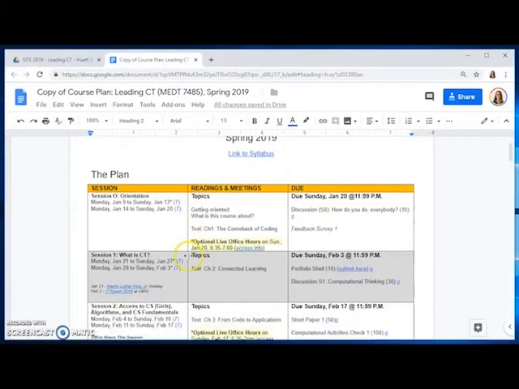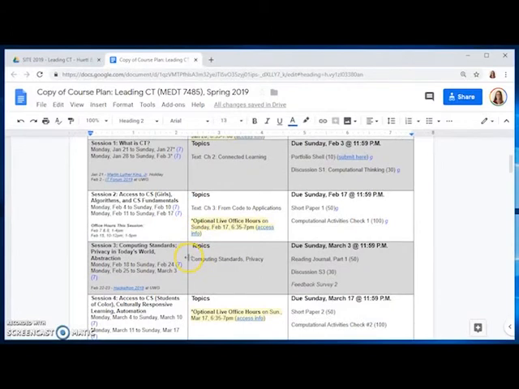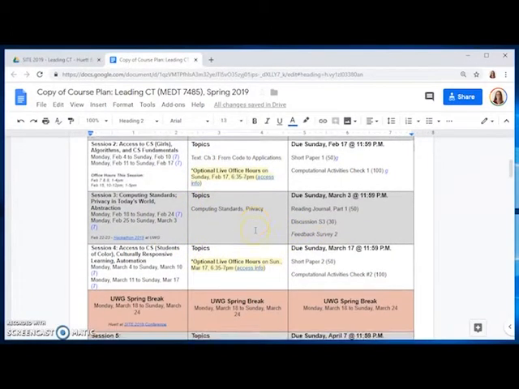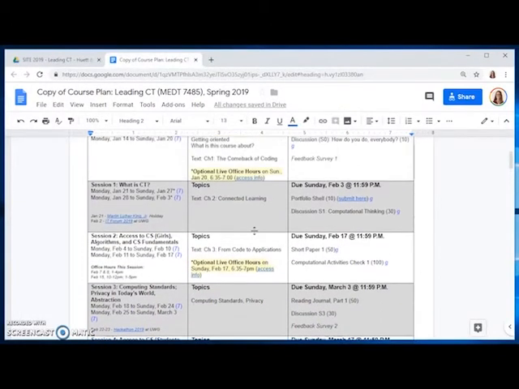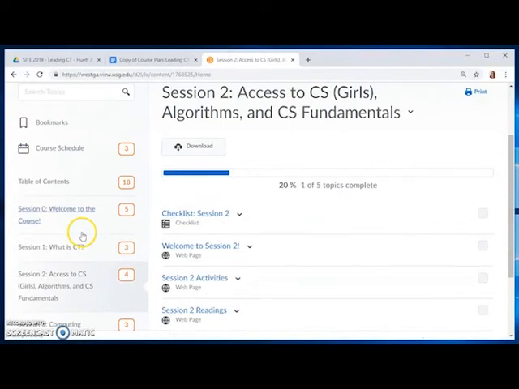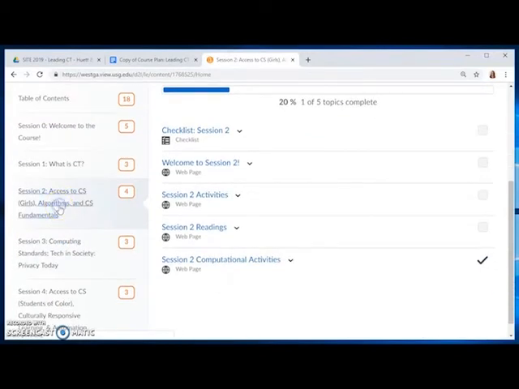Let me show you one session module inside of the course. Let's take a look at session 2, Access to CS. This is the one where we focus on female access. We talk about algorithms and CS fundamentals. So we're going to go into session 2 of the course and take a look. Okay, so we're in the course homepage. I'm going to go into the content and take a quick look at session 2.